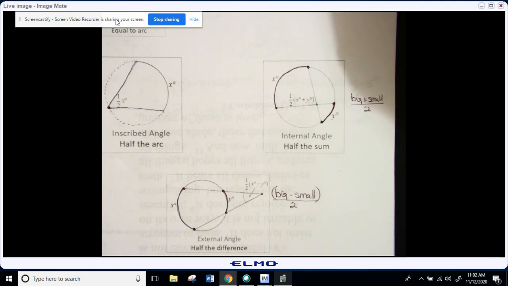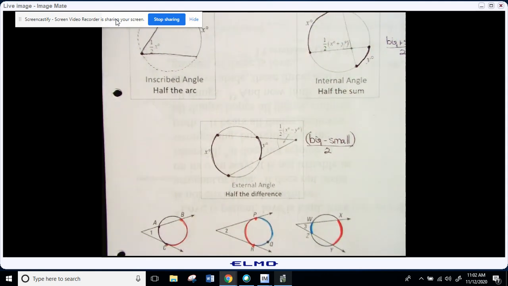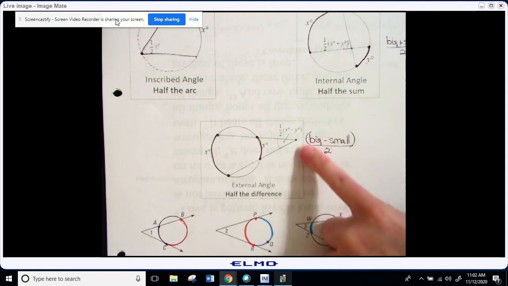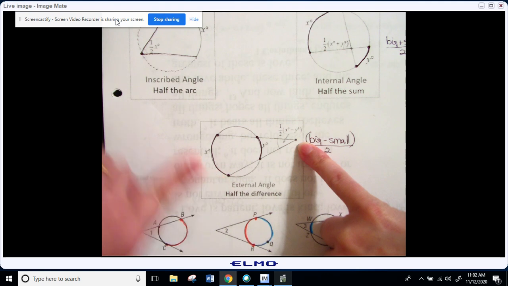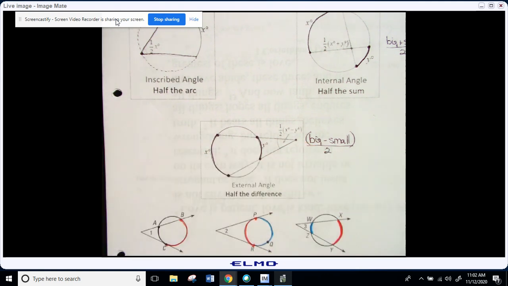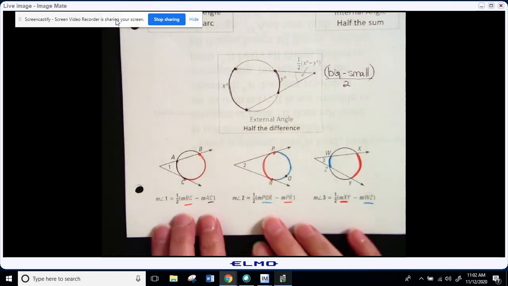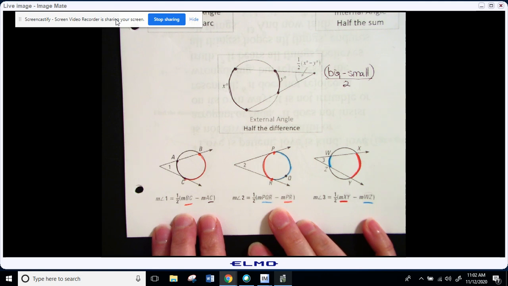Well, if you can have internal angles, we can also have external angles. And if we're adding to find the average or half the sum for the inside, then we're going to do the opposite and subtract for the outside. I remember it as big minus small divide by 2. Exterior angles, you're going to have a larger arc minus the smaller arc, and you're going to cut it in half. And then on the bottom, this is just showing you how you can get those exterior angles.